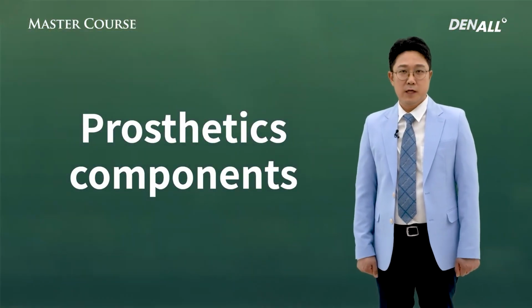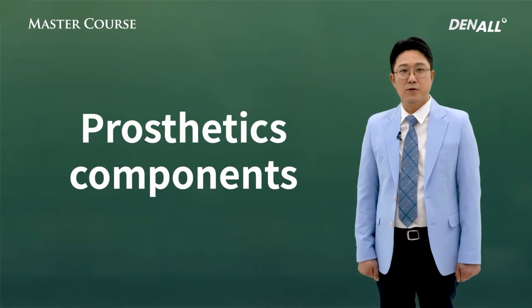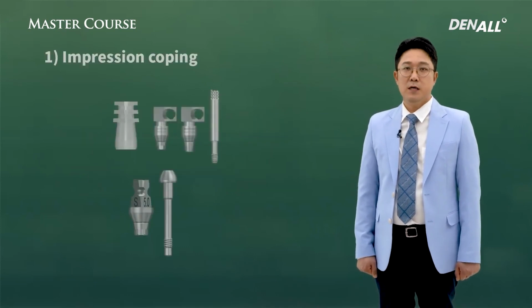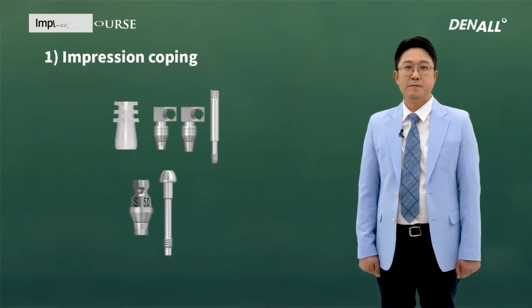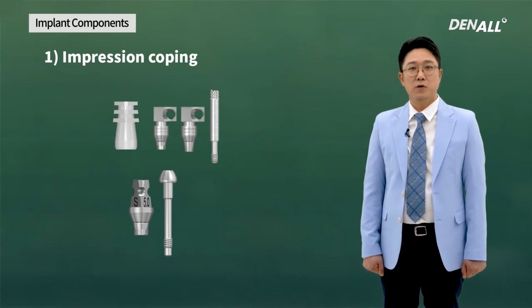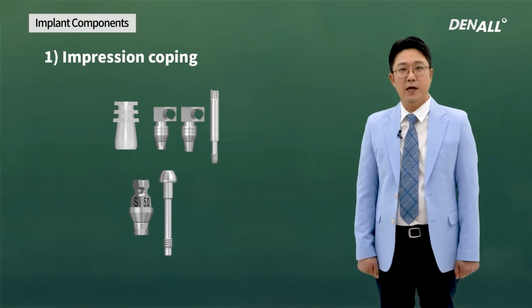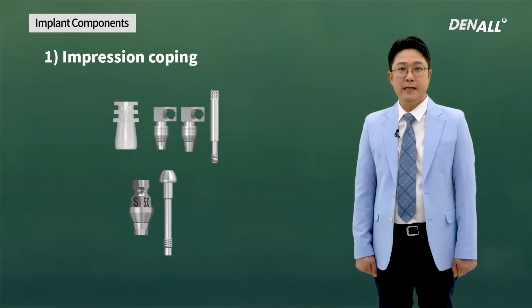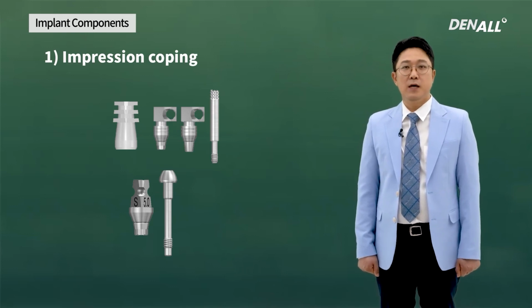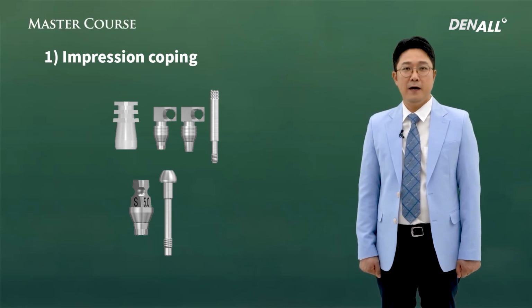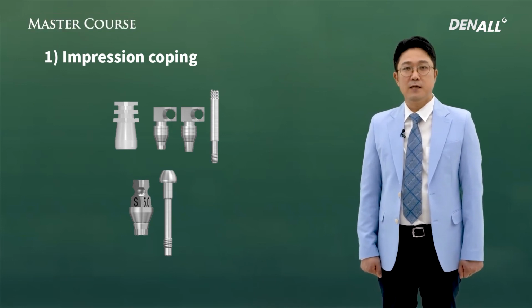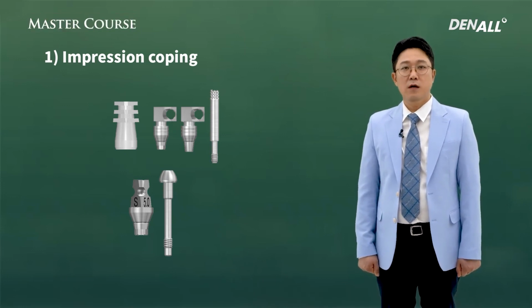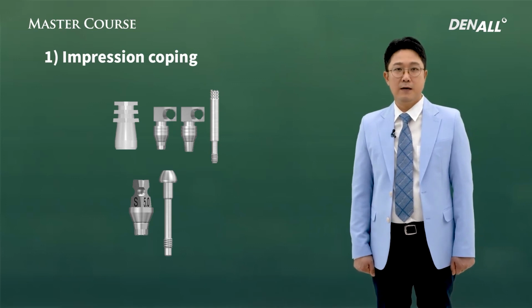Next, I'm going to talk about components necessary to create prosthesis. First, impression coping. These days, scanning is used to create prosthesis, so this is not necessary. However, sometimes people still use this to create implant prosthesis. Implant impression taking is possible at fixture or abutment level.